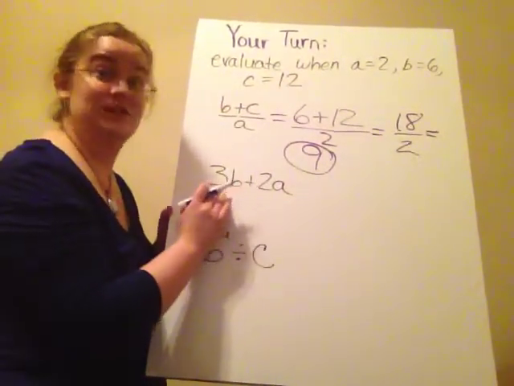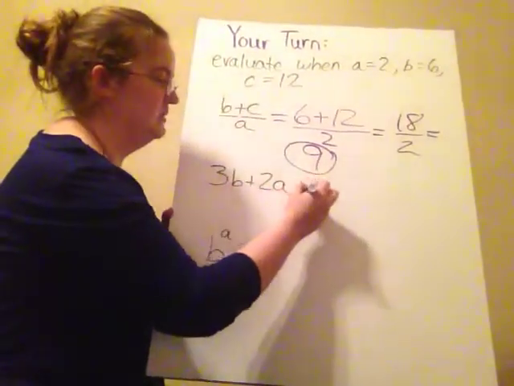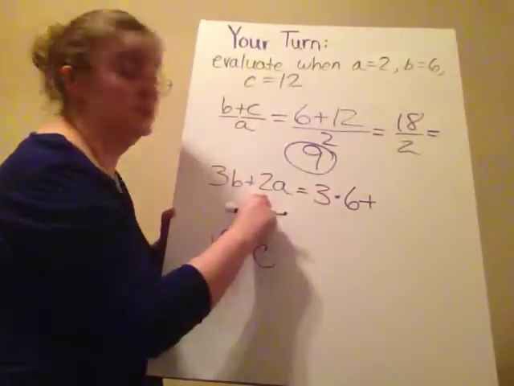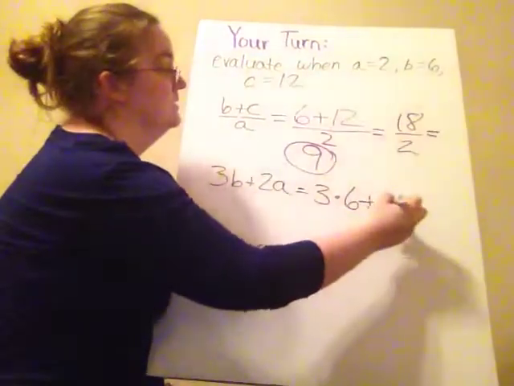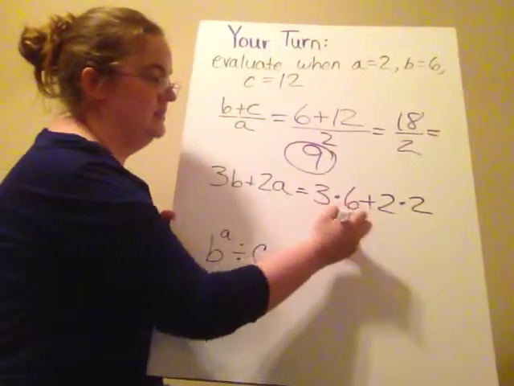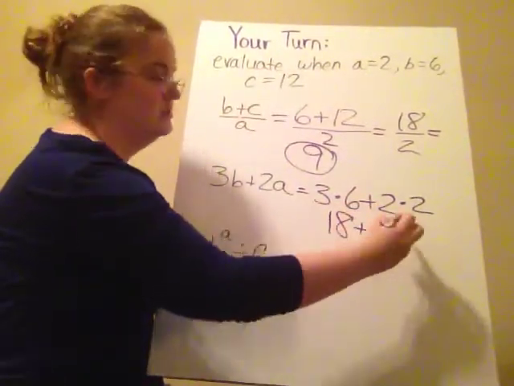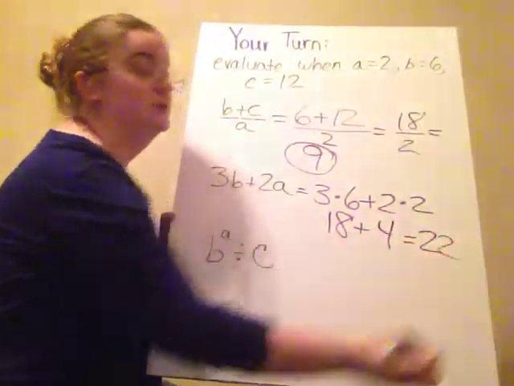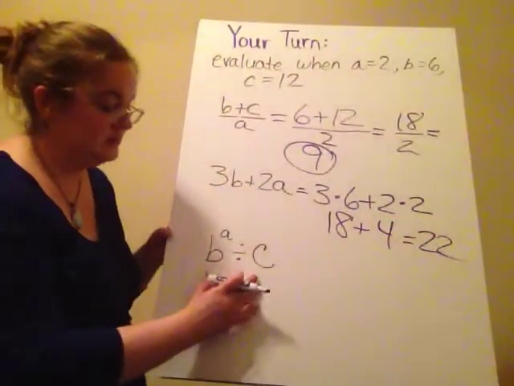So 3B means 3 times B. In this case, the B is 6, so it's 3 times 6, plus, and then 2 times A. So 2 times 2. 3 times 6, 18, plus 2 times 2 is 4, gives me a final answer of 22. All right, last problem.